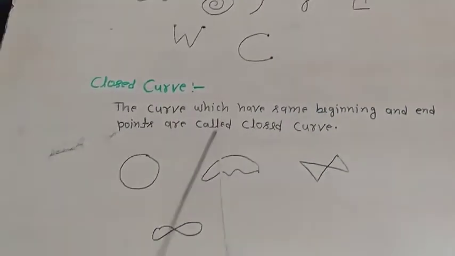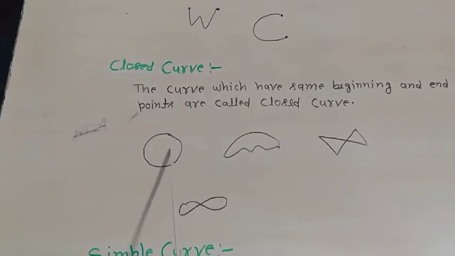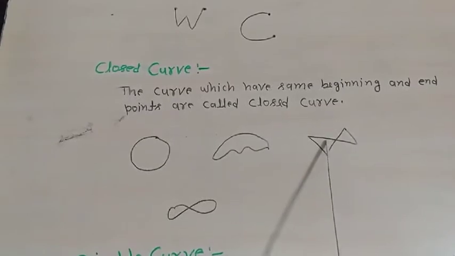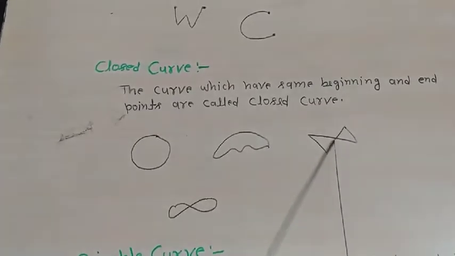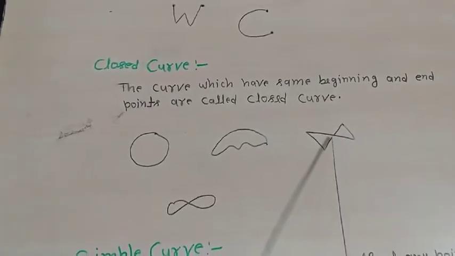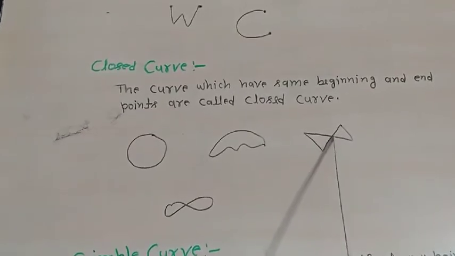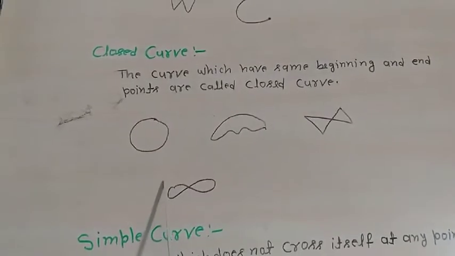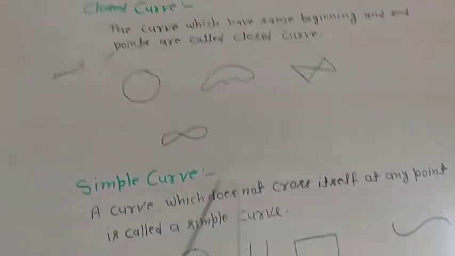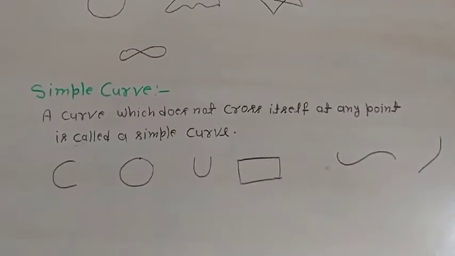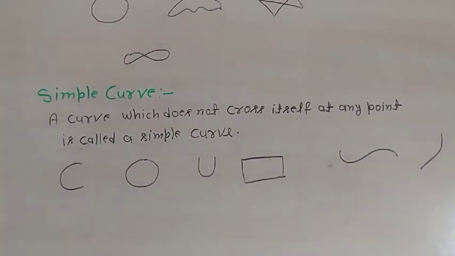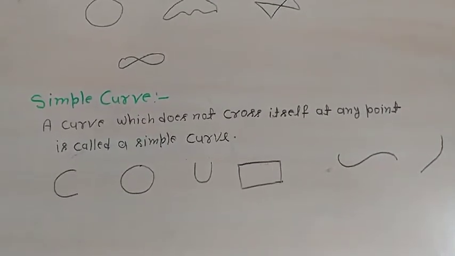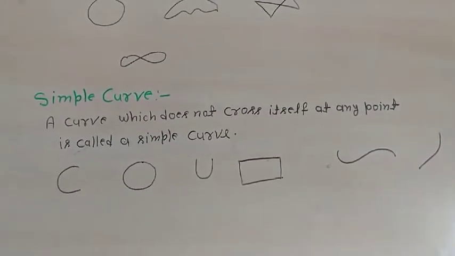Okay, you can see here this is a simple closed curve, a simple closed curve. This is a closed curve but not simple, because this curve crosses itself at one point. Okay, this is a closed curve but not simple. So I hope all of you understood what is a curve: open curve, closed curve, simple curve, simple open curve, and simple closed curve.